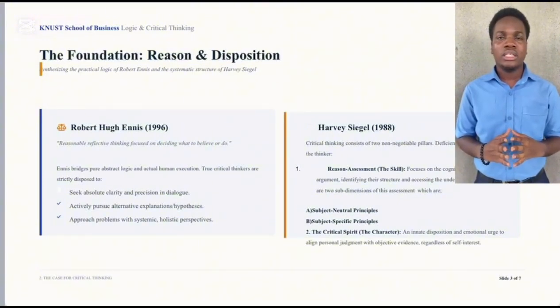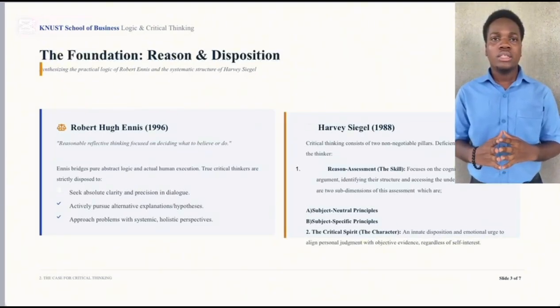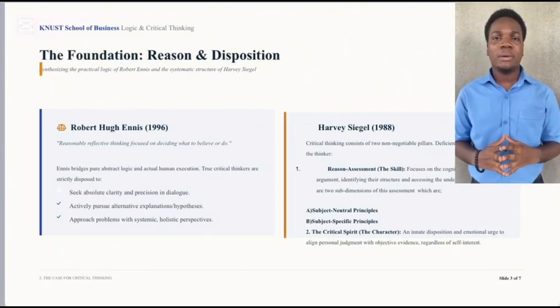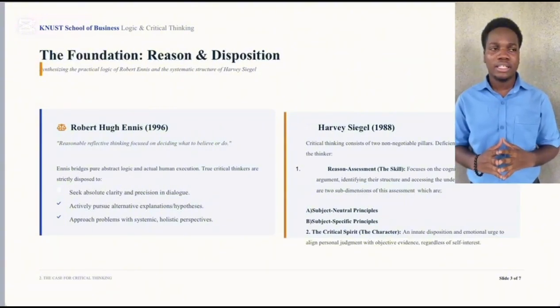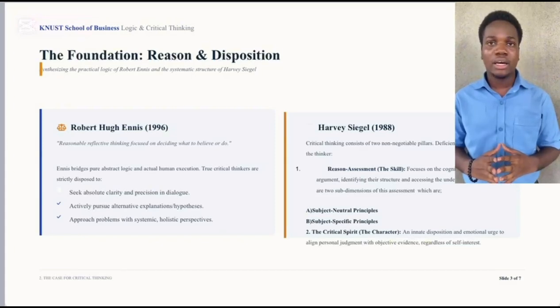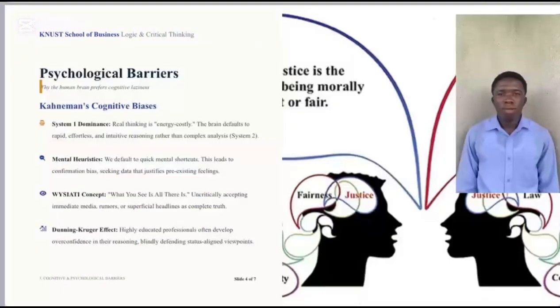Now, he says true critical thinkers are strictly disposed to seek absolute clarity and precision in dialogue, actively pursue alternative explanations and hypotheses, and approach problems with systemic, holistic, and complete perspectives.